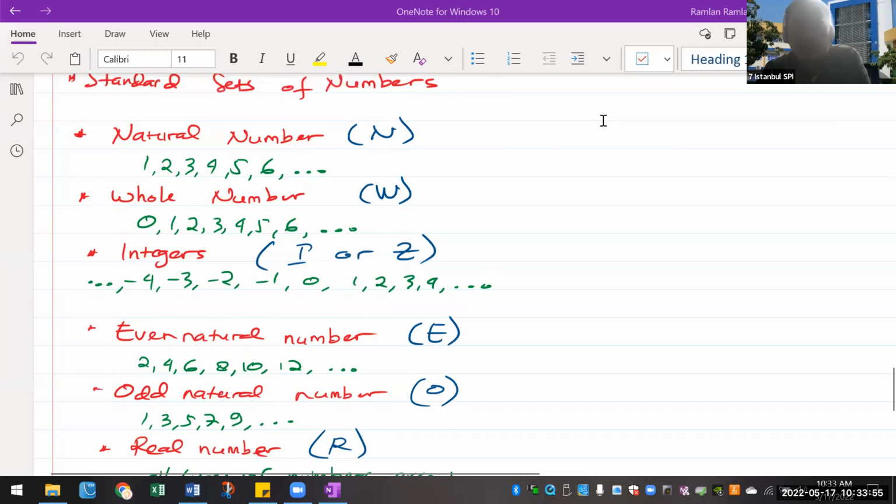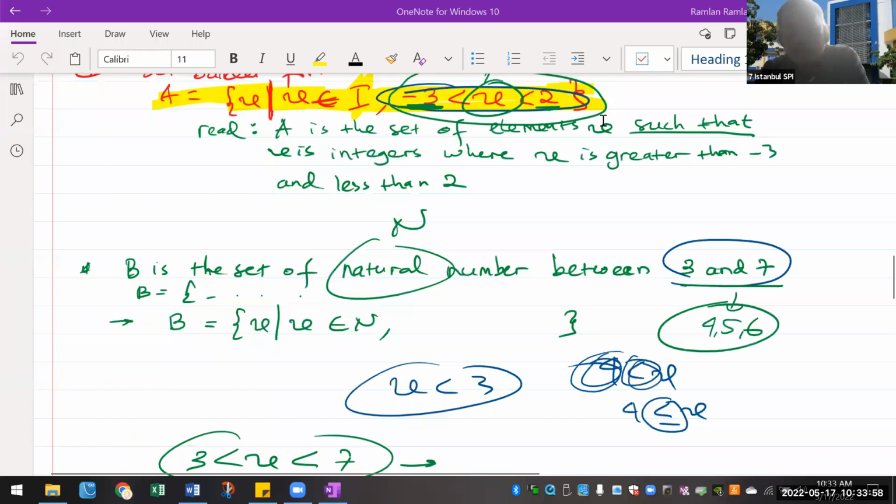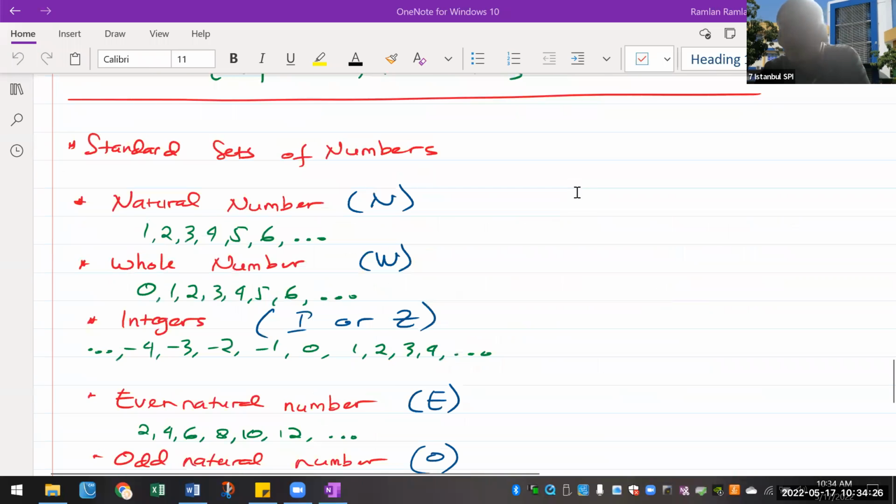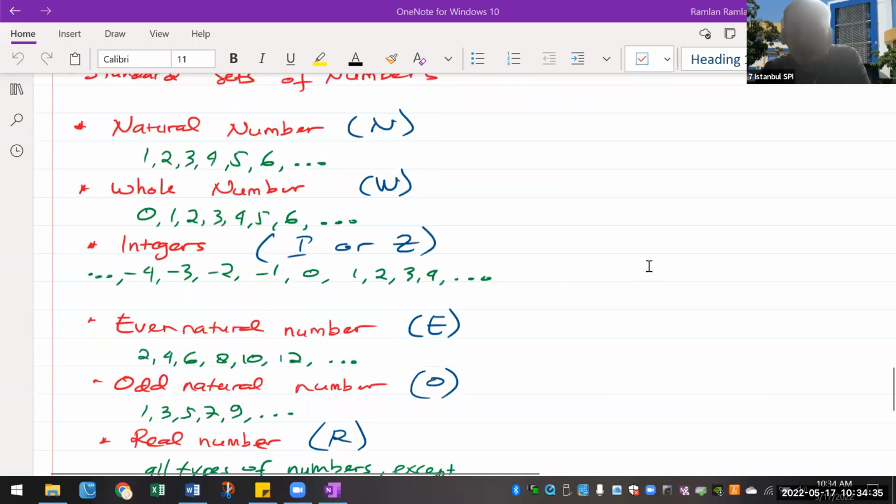Now I'm going to give you a glimpse of the notes that we have already learned last week, which is about the representation of sets. We know that we have 3 common forms on how to represent a set. The first one is statement form, the second one is roster form, and the third one is the set builder form. Okay, we have done that one. And then we also learned about standard sets of numbers, which we learned in semester 1, types of number: natural number, whole number, integers, even number, odd number, real number, and so on.